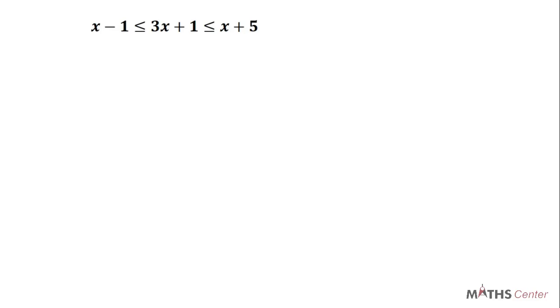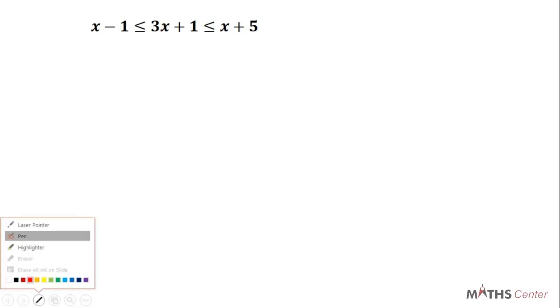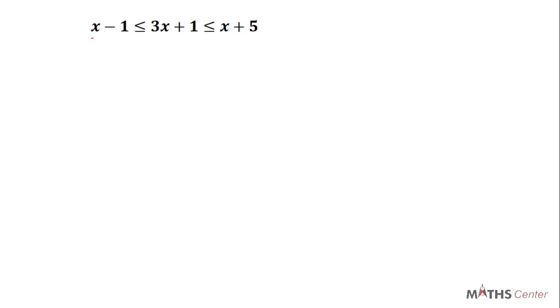x plus 5. Just as we did in the previous video, in this video too, we are going to break this inequality into two parts. Then we solve the parts. After that, we will bring our answers together. So the first part of this inequality will be from x minus 1 here up to the middle here.